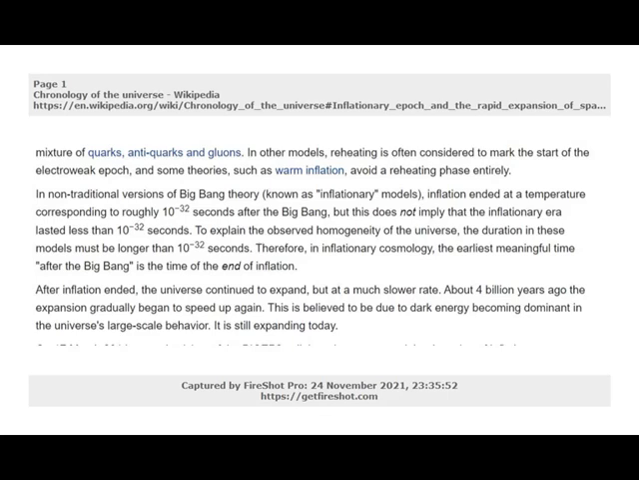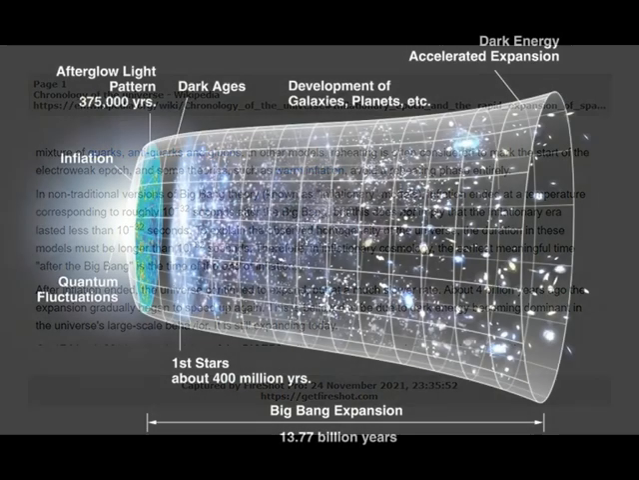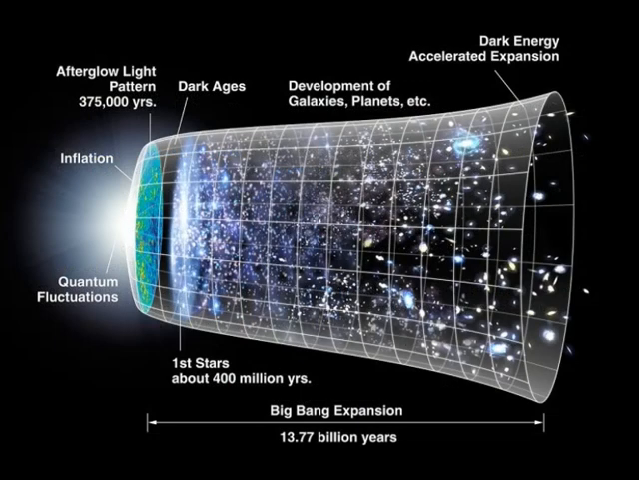To explain the observed homogeneity of the universe, the duration in these models must be longer than 10 to the minus 32 seconds. Therefore, in inflationary cosmology, the earliest meaningful time after the Big Bang is the time of the end of inflation. After inflation ended, the universe continued to expand, but at a much slower rate.